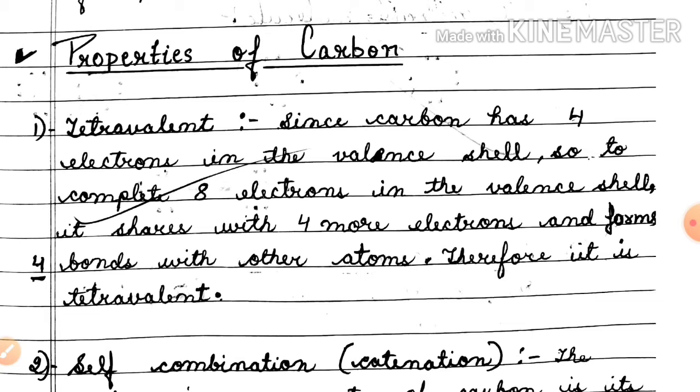octet by gaining the electron, but those elements which have 4 electrons in the outermost shell neither lose nor gain the electron. They always share the electron to complete 8 electrons in the outermost shell. So carbon is also the element which has the 4 electrons in the valence shell.